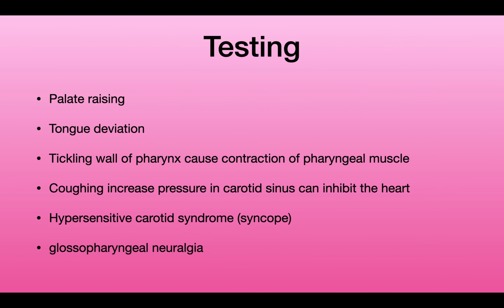So you're going to test the cranial nerve by palate raising, tongue deviation, and tickling the back wall of the pharynx to contract the pharyngeal muscle. Coughing, however, in the examination can increase the pressure in the carotid sinus, which can inhibit the heart. In patients with hypersensitive carotid sinus syndrome, they're going to faint. You can also get glossopharyngeal neuralgia.